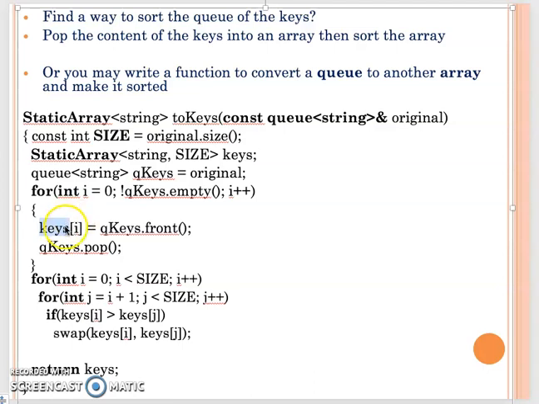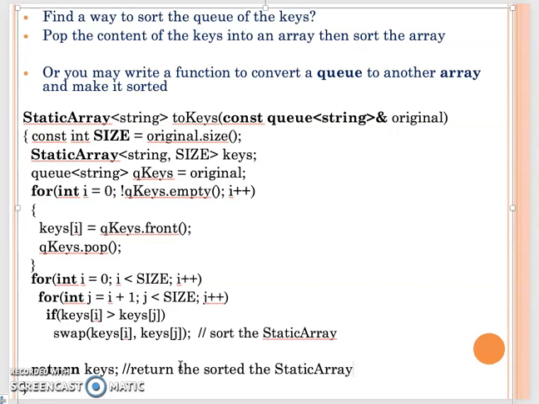But they are not sorted yet. So here we sort the static array, and afterward you can return the sorted static array. After your static array is sorted, you can display the information. I will leave that for you to show those information.